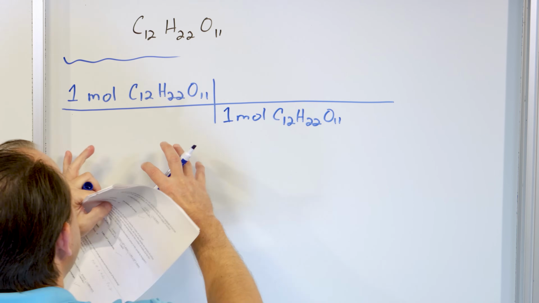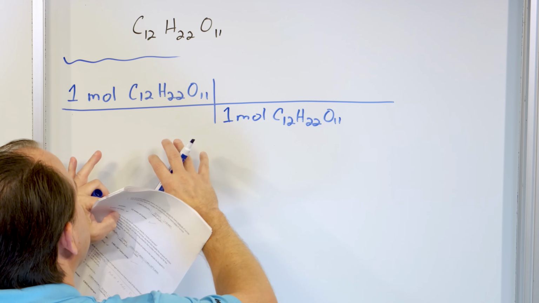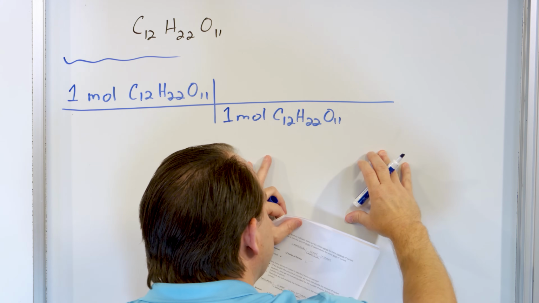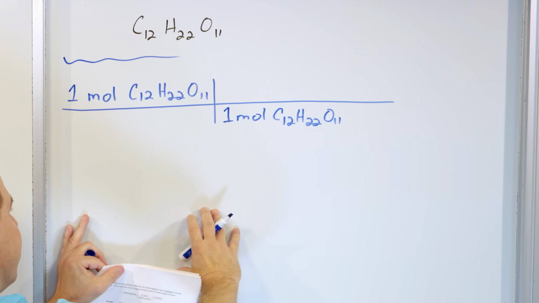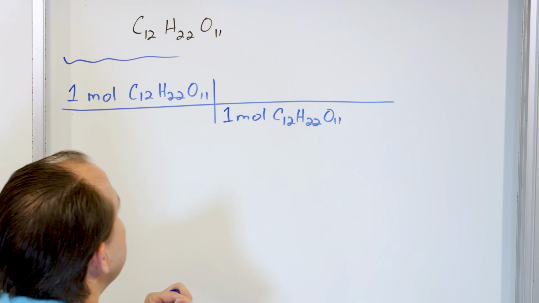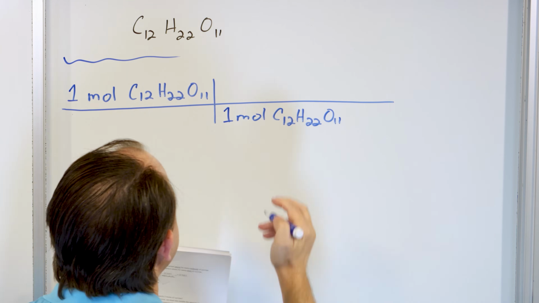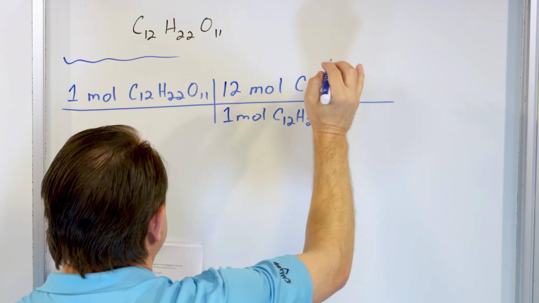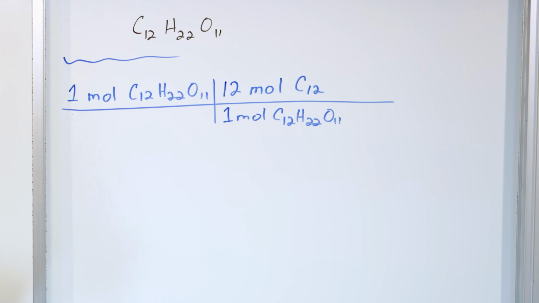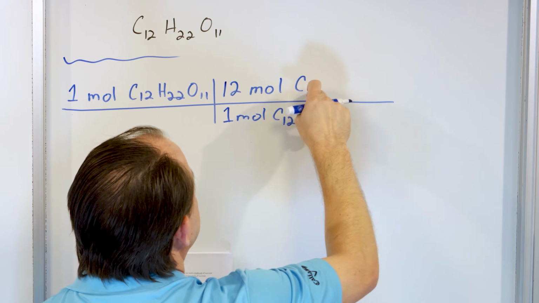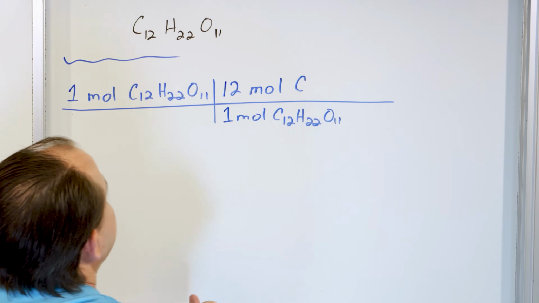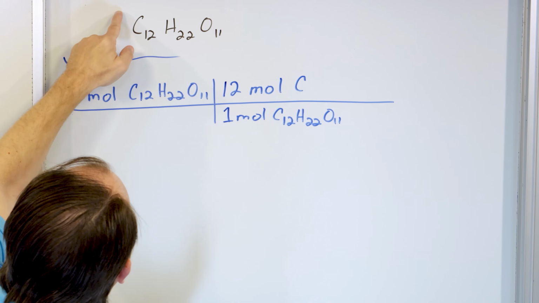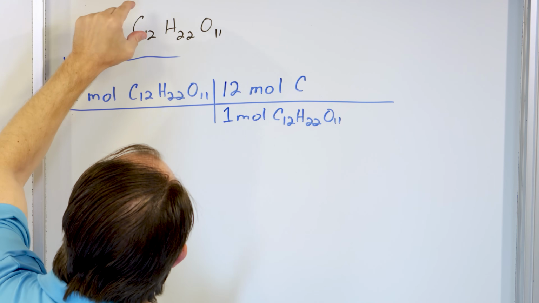Why? Because in 1 sucrose molecule, you have 12 carbons. But in the next molecule, you have 12 more carbons. In the next molecule, you have 12 more carbons. Next molecule, 12 more carbons. So in 1 mole of these things, you have 12 moles of carbon. Sorry, I don't want to write it down like that. 12 moles of carbon. How do I know it's 12 moles of carbon? Because there's a 12 here. Because for every 1 grouping I have 12 carbon atoms.